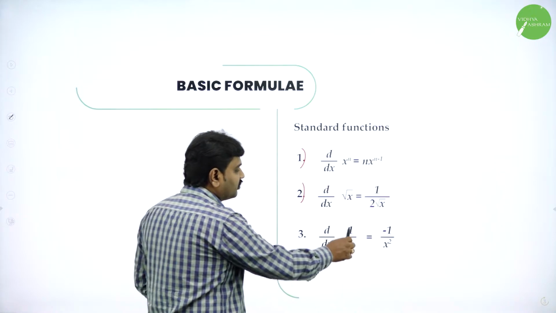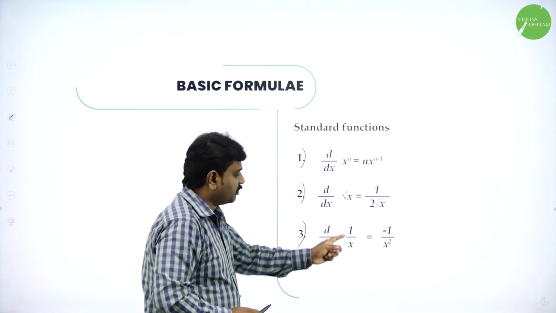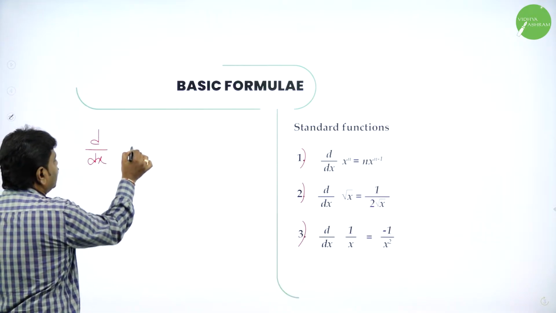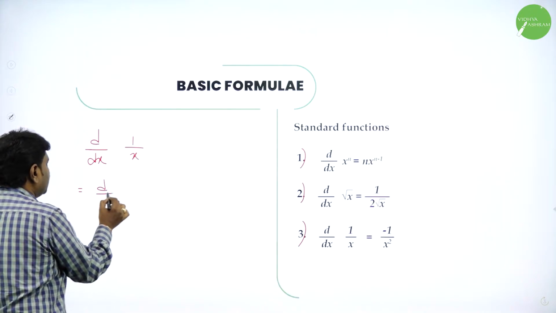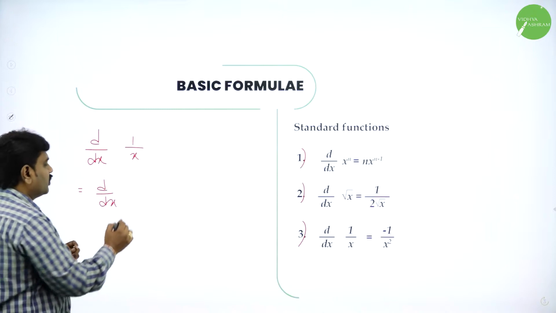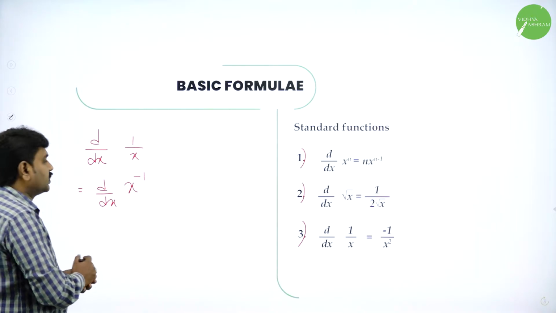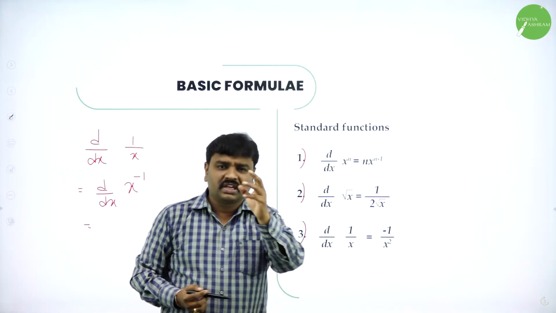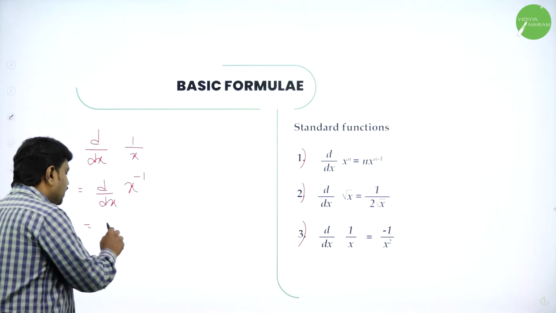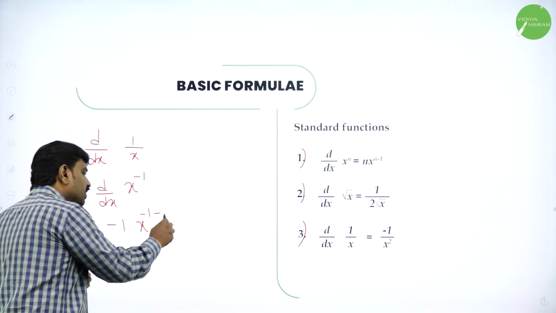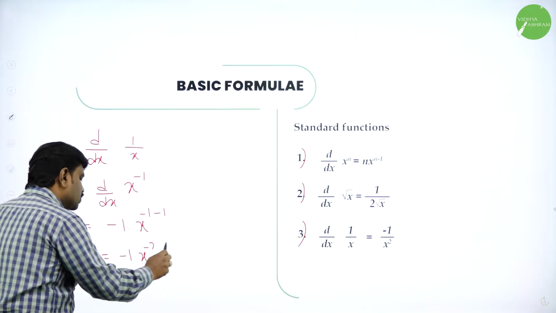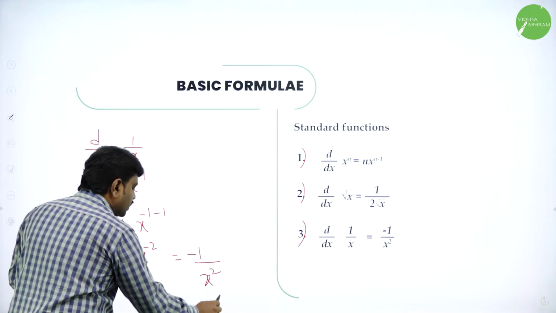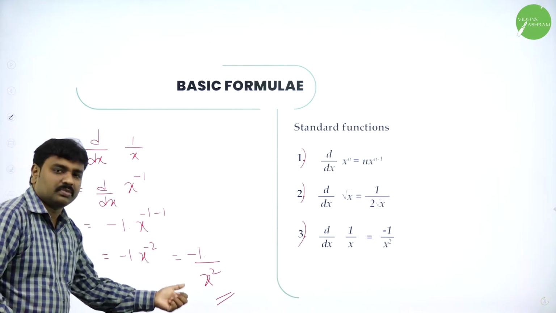And d by dx of 1 by x is minus 1 by x square. If they ask d by dx of 1 by x, 1 by x can be written as x power minus 1, and it is in the form of x power n. So use the first formula: d by dx of x power n is n into x power n minus 1. Here in the place of n I have minus 1, so minus 1 into x power minus 1 minus 1. So it will become minus 1 into x power minus 2, or minus 1 divided by x power minus 2 transferred down, so it will become x square. So finally we get d by dx of 1 by x is minus 1 by x square.